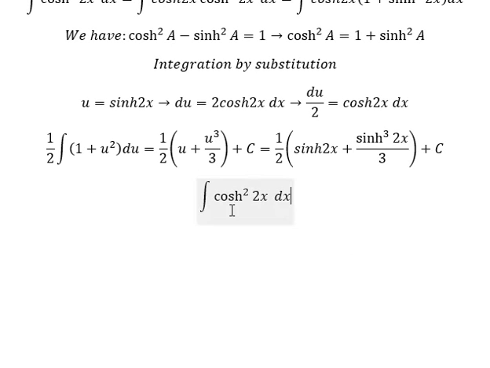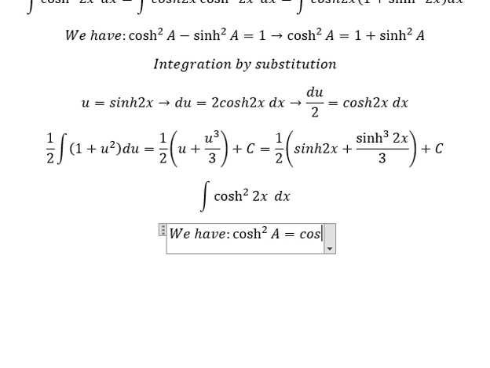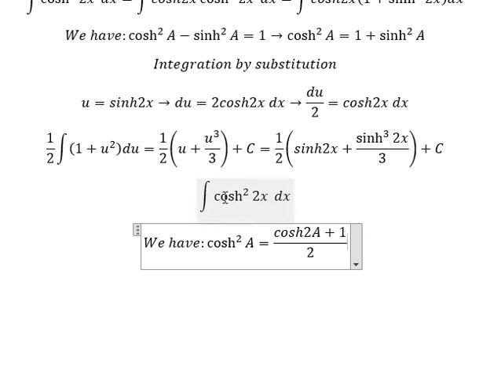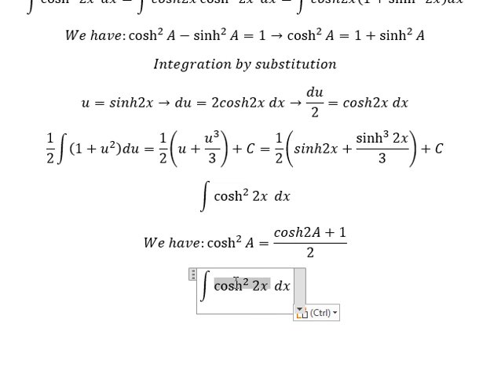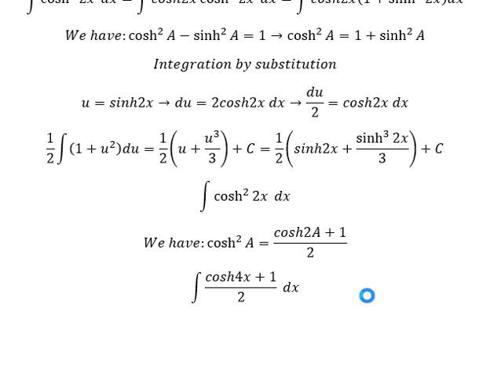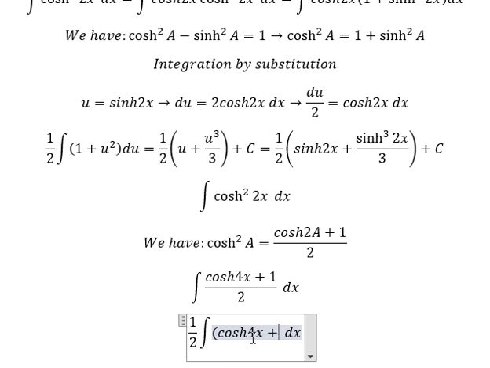So we have the formula of cos 2x. So we have cos 2a plus 1 over 2. And now we need to transform this one into this one. So we have cos 4x plus 1 over 2. And now I will put number 2, go outside. And now we have the final answer.